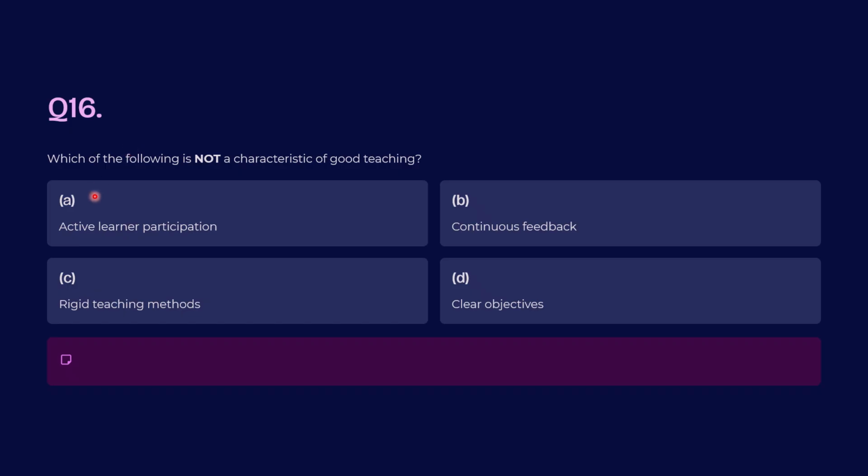Question number 16. Which of the following is not a characteristic of good teaching? A. Active learner participation, B. Continuous feedback, C. Rigid teaching method, and D. Clear objectives. So here the correct option is option C, rigid teaching methods. Good teaching should always be flexible and adaptable. Rigid methods reduce learning effectiveness.